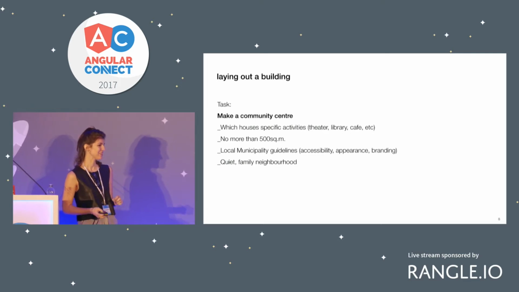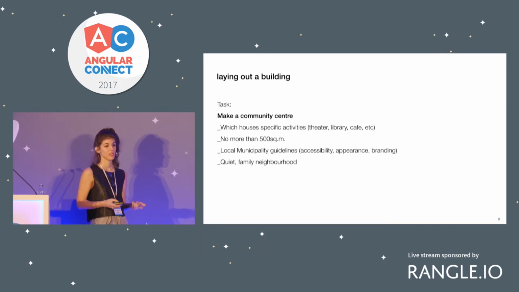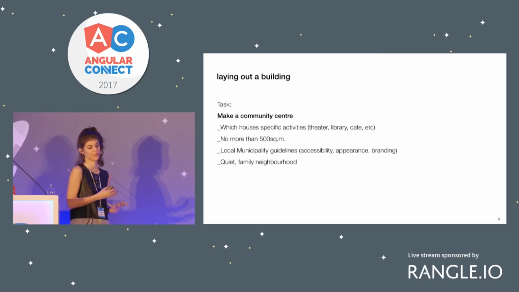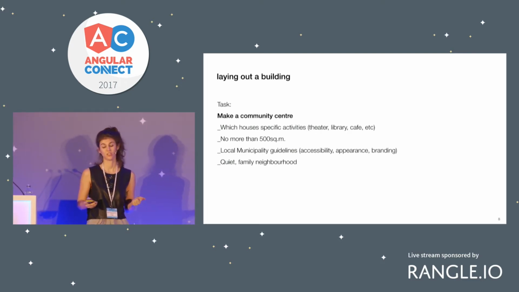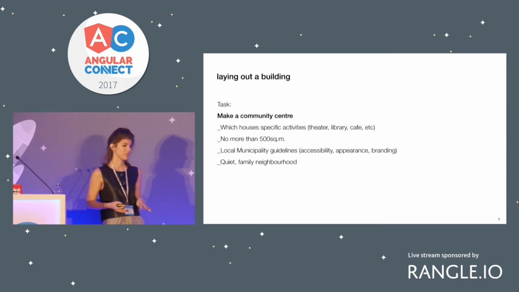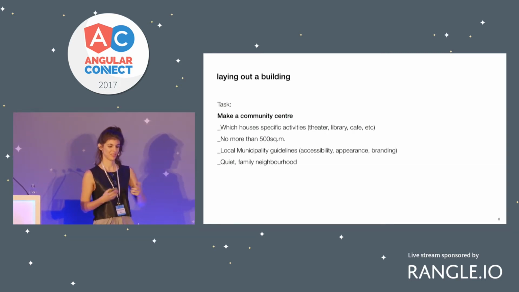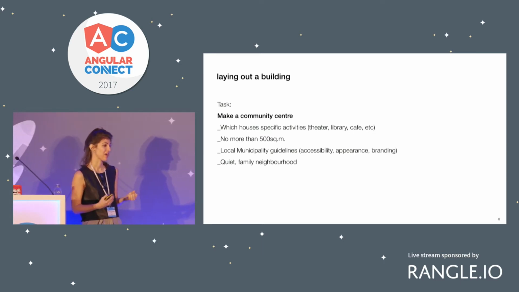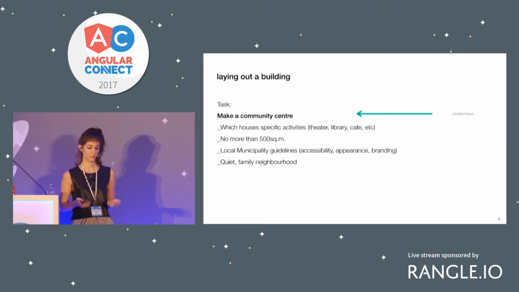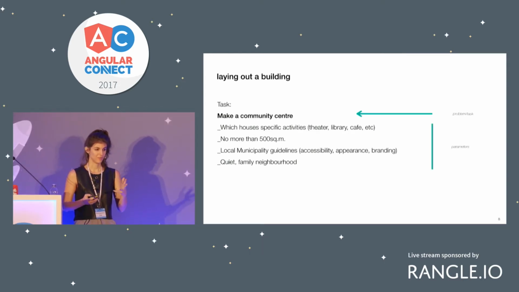So when you're in architecture school, you are given a task every year. For example, say that the task is to make a community center. The community center has some parameters. Such parameters are that it has to have specific activities, for example. It should have a theater, a library, a cafe. It should be no more than 500 square meters, because this is the area you have available. It should follow some local municipality guidelines, so accessibility, appearance, branding. And you have to think of the end users, which are the residents of a quiet family neighborhood, for example. So you have your problem, your task, and you have your parameters.